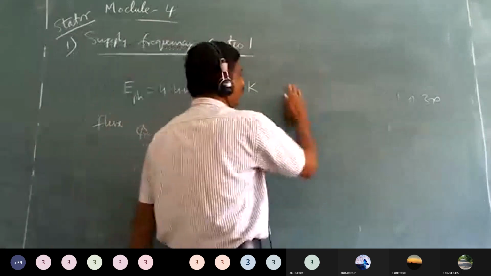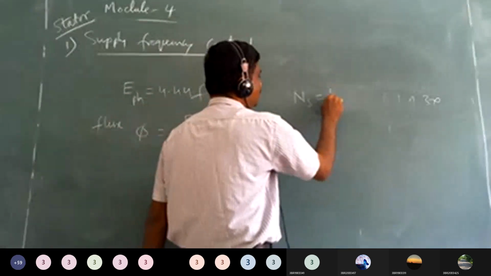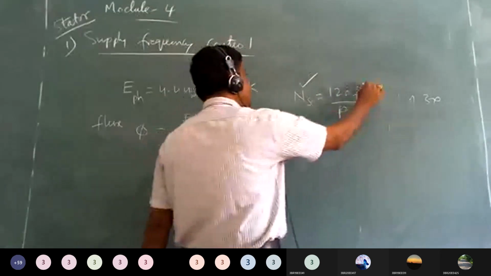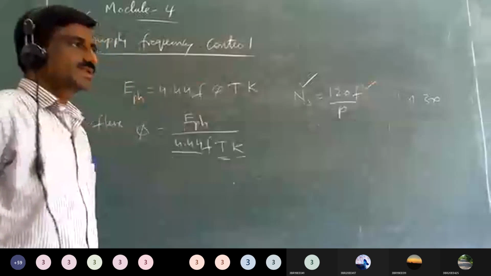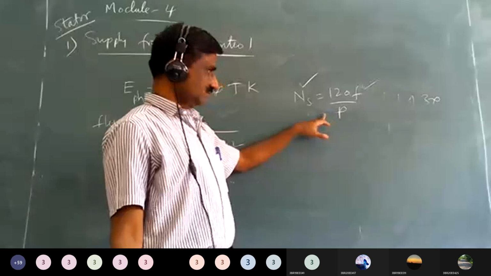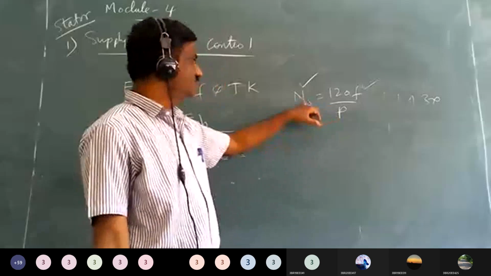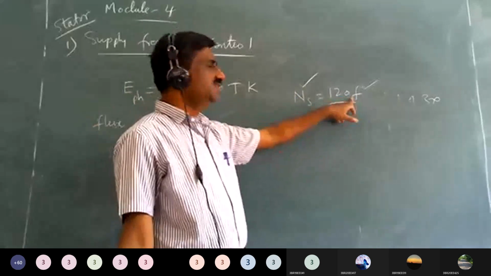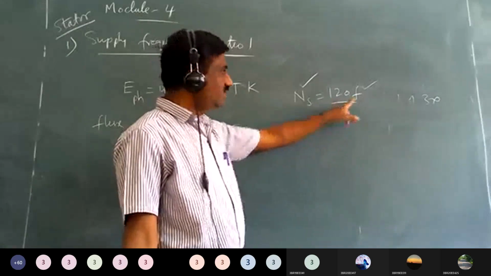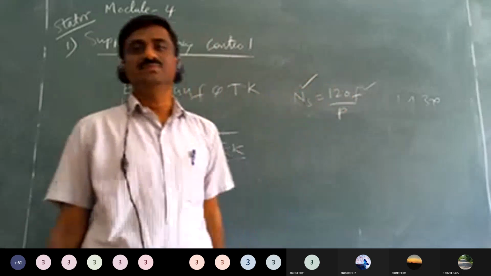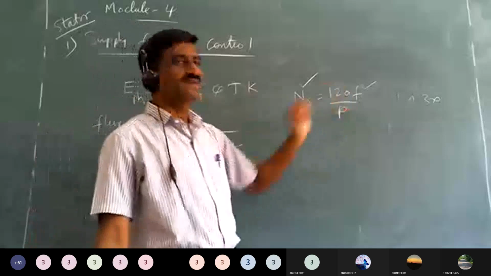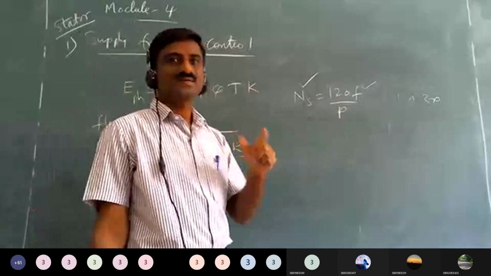We know the basic formula for synchronous speed: Ns is equal to 120 f by P. In order to change the speed, we have to change the frequency. Clear now? Based on this equation, speed control is possible either by changing the supply frequency or changing the number of poles. Whenever you want to change the frequency, there is some operational issue. We cannot simply change the frequency.